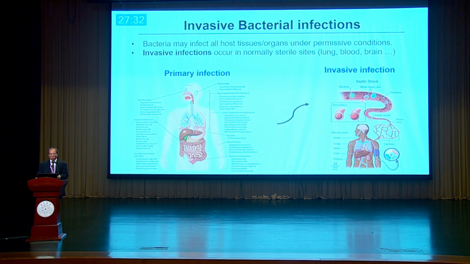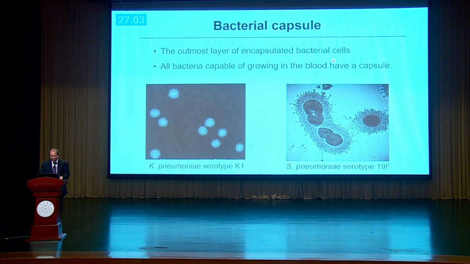In terms of human infection, bacteria can infect almost everywhere in our body. I think we are just a candidate for food. If you allow the bacteria to survive and replicate, they will. Most infections occur at the primary site, and they are mostly self-limiting. However, when the bacteria transfer to a typically sterile site, they will cause the so-called invasive infection, for example in the lung, blood, and brain.